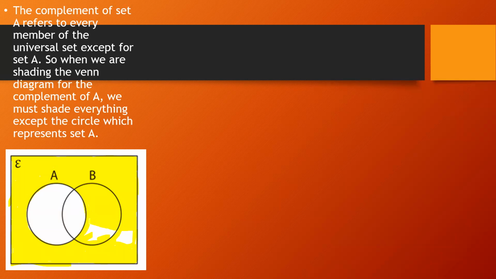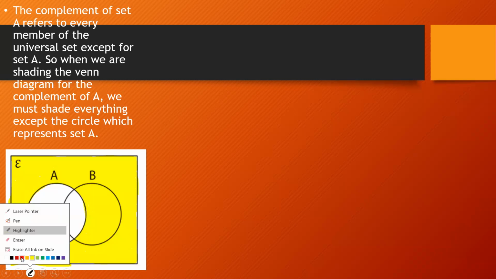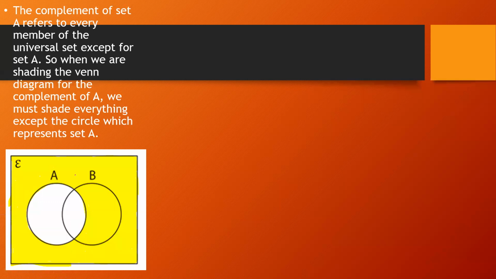When we want to shade the complement of A, what do we shade and what do we leave blank? We shade everything but A because we need A blank. Very good. We shade everything except for A. We leave A blank. So the notation for the complement of A is what? A with an apostrophe, or A with a C? A with a dash, okay? So A with a dash is going to be our symbol for complement, or A with a C.